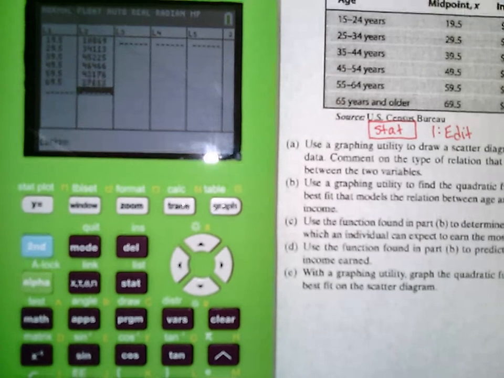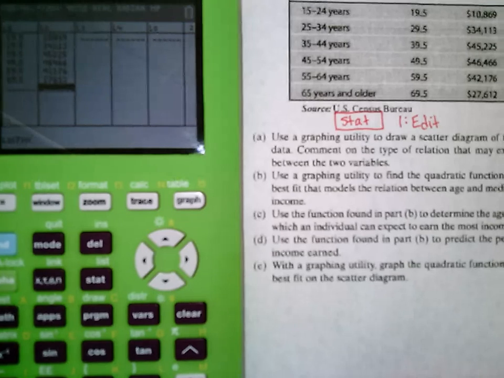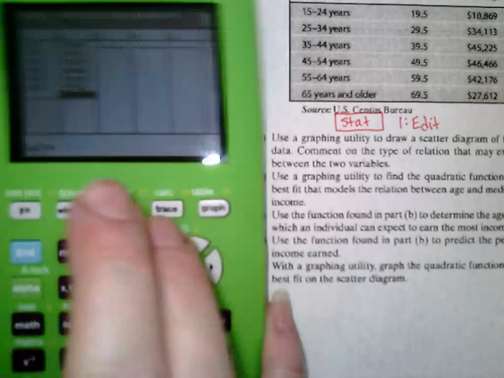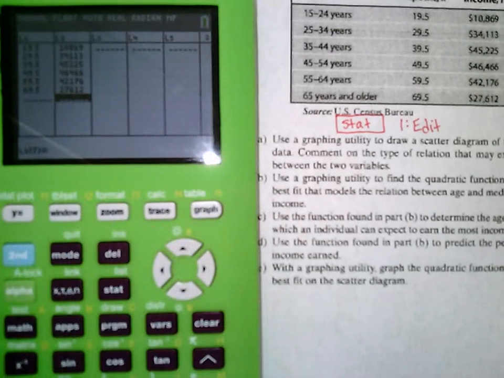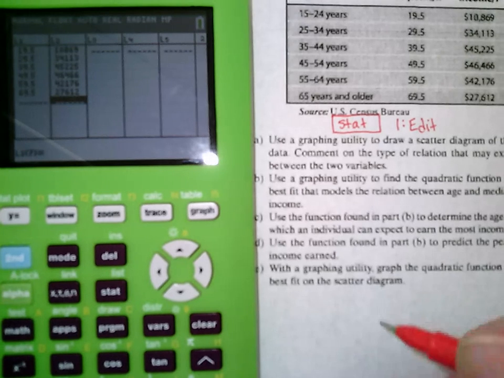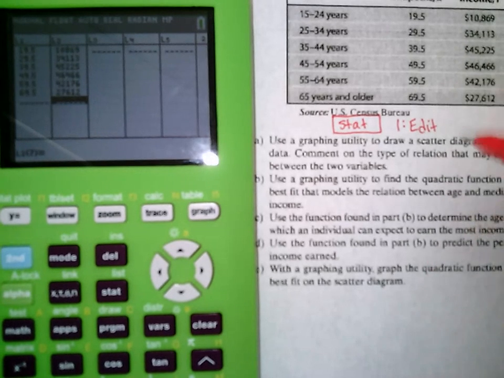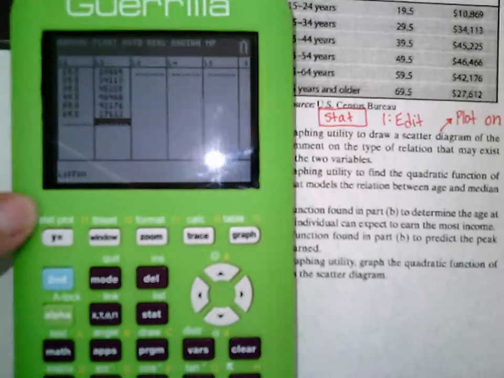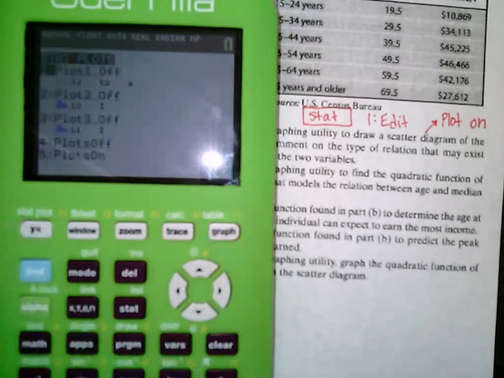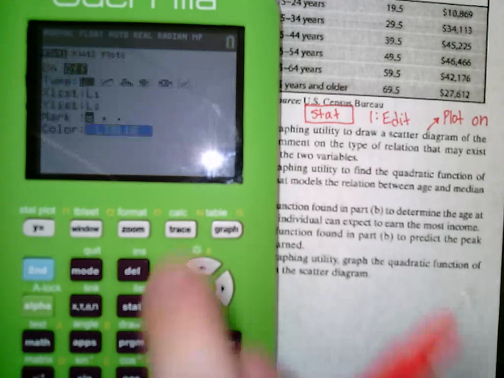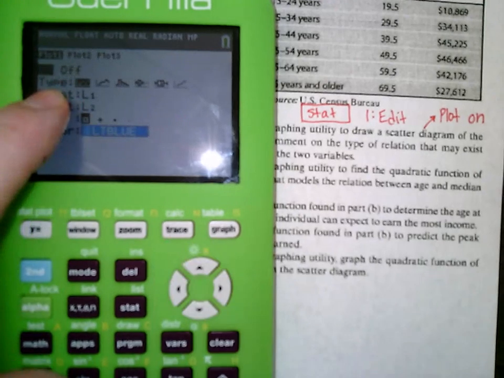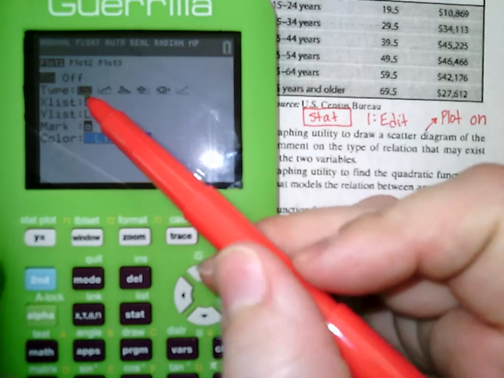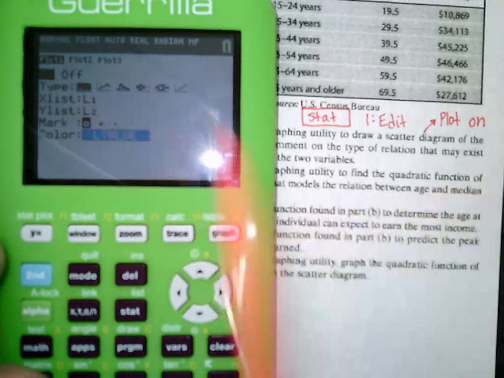Okay. Once those values are typed in there, we're going to want to look at the scatter plot. So to look at our scatter plot, we need to remember to turn on the plot. That is done in stat plot. So second stat plot, go into plot 1. I'm going to turn that to on. Scatter plot is that first one. My X list is L1, my Y list is L2.